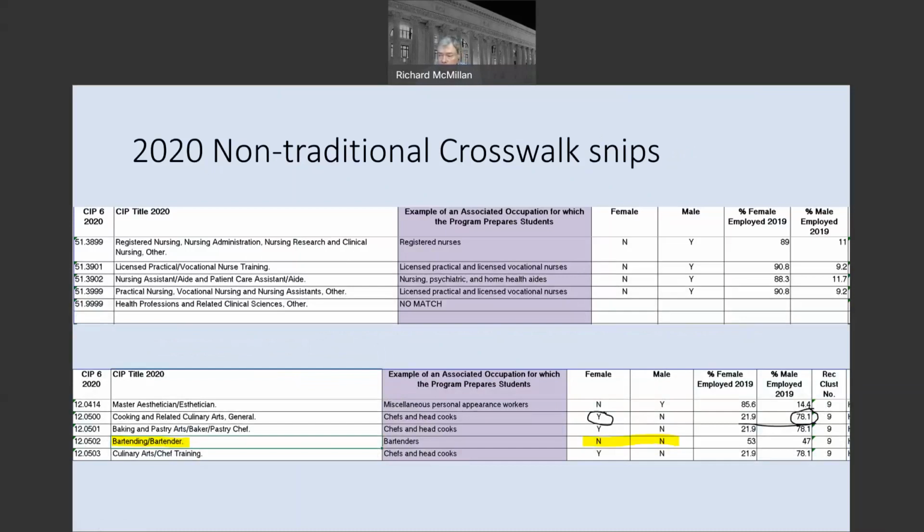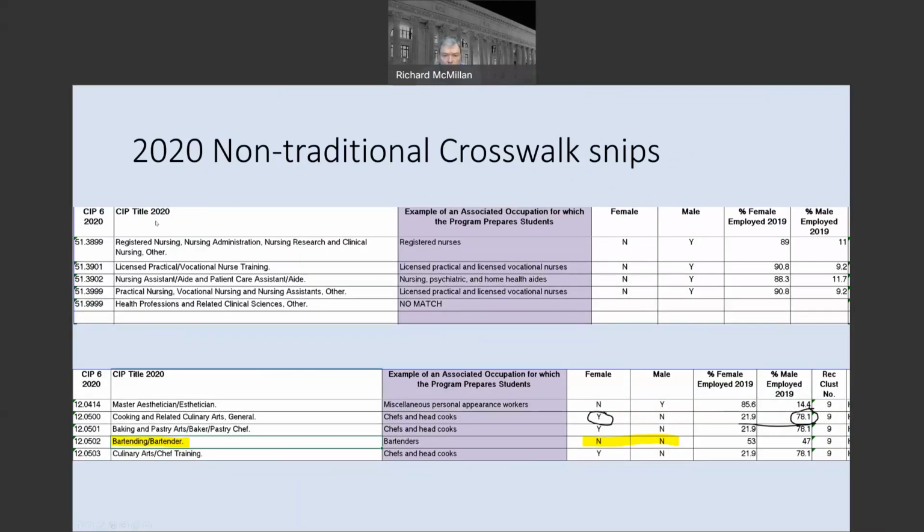Now, this is a snip from the 2020 non-traditional crosswalk, which is what you should use and what is found on the website. It's the most current version. Over at the far left, you'll notice are the zip codes. And so these are the zip codes that identify the program. Notice it's a 6-digit number.